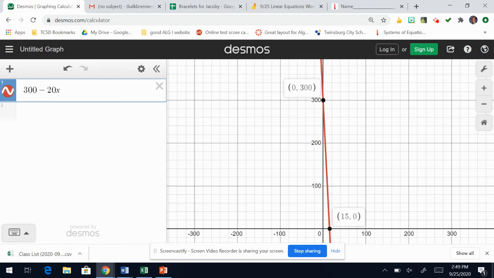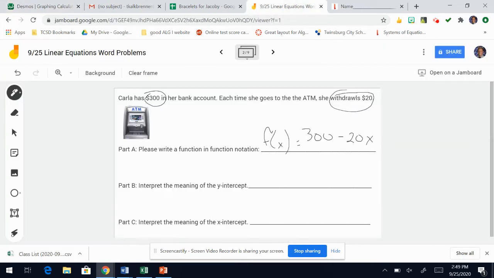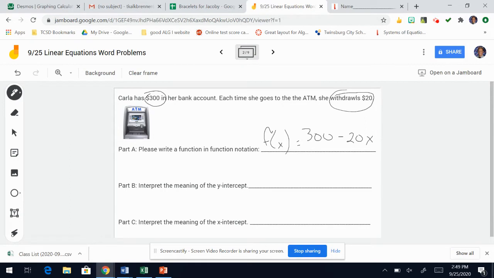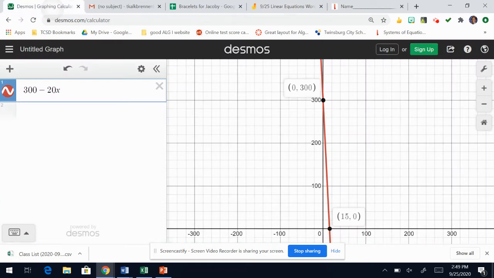So what they're going to ask us to do now is interpret the meaning of the y-intercept. So if we look at the y-intercept, that is the point that we are starting off with. So what does that mean? That's the initial balance. So we had $300, and then they're going to ask us to interpret the x-intercept. So if we look at the x-intercept, we have our y value, which was 300 at the beginning, is now 0. What's that mean? It means you have 0 left in the bank.